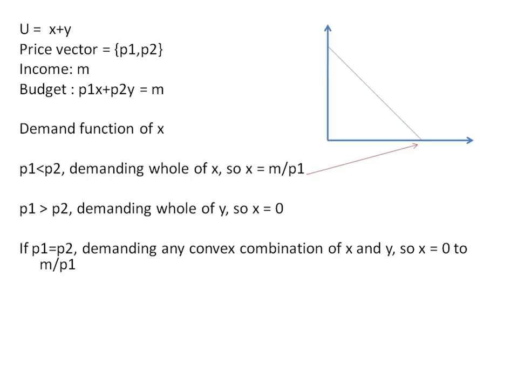Now in this case, when P1 is less than P2, you are demanding entire X, so this point is there. At this point you're not demanding anything of Y. In this case, you're not demanding anything of X, you're demanding all Y. While in this case, as you have seen that the color of the line has changed, it means that you can consume anywhere along this line. So if P1 is equal to P2, you're indifferent. You can buy either X, or Y, or any combination of X and Y.